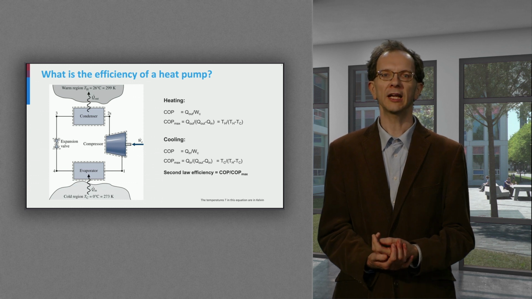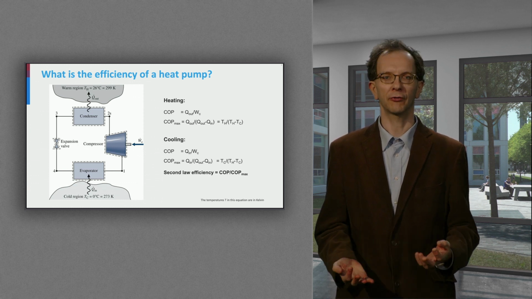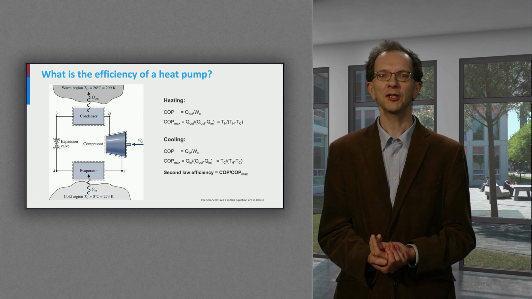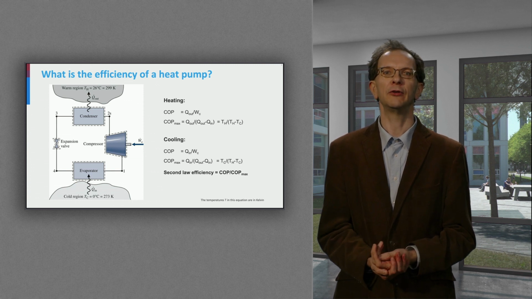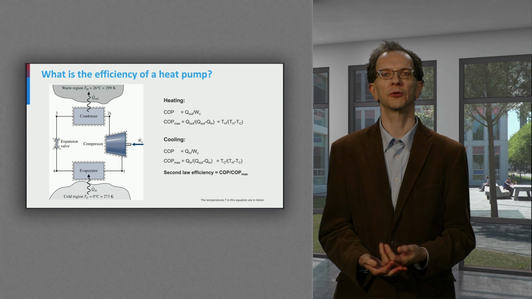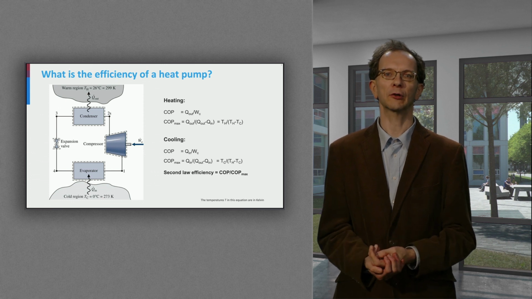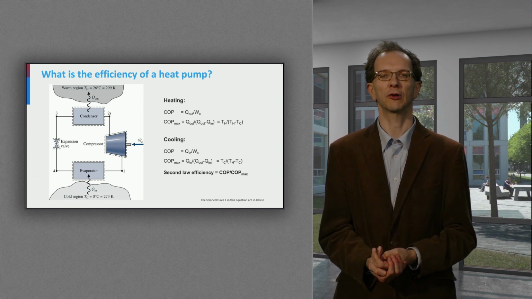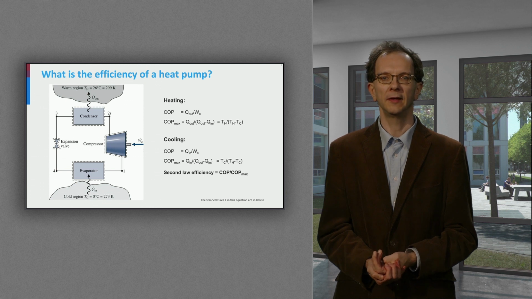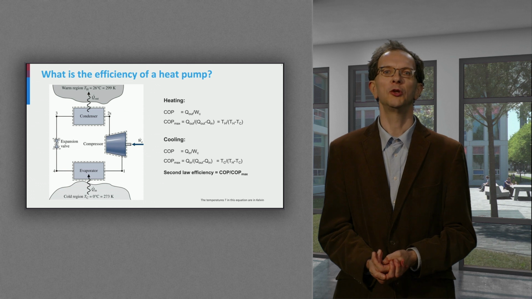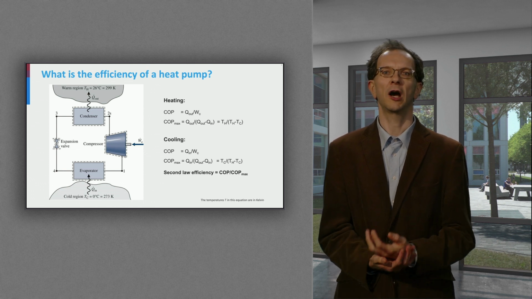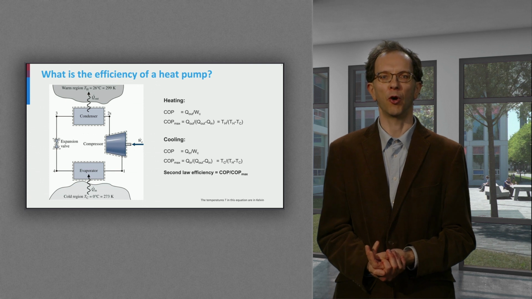The so-called second law efficiency is defined as the actual COP divided by the COP of the corresponding Carnot process, and the second law efficiency is always smaller than 1. In fact, given the temperatures of the hot body and the cold body, you can calculate for a given process how well it performs compared to Carnot.